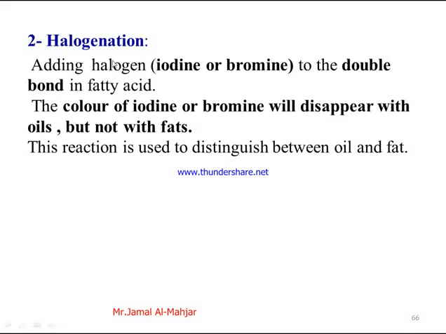The second reaction we call halogenation. The first one is hydrogenation, but here we have halogenation. Halogenation means adding a halogen, such as iodine or bromine, to the double bond of fatty acids. The color of the iodine or the bromine will disappear with oils, but not with fat. That's why this reaction is used to distinguish between oil and fat.